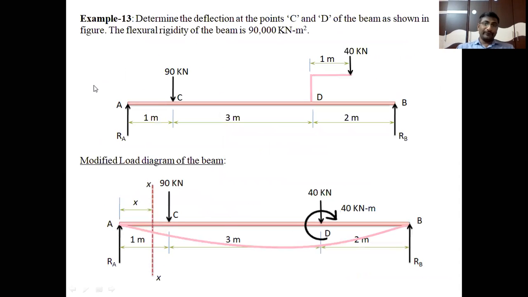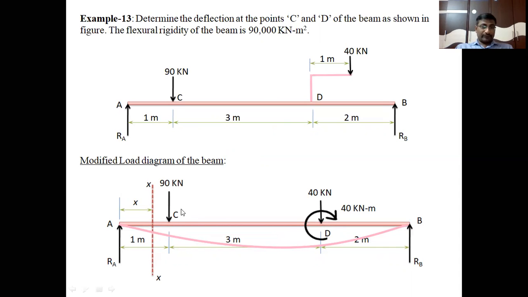Here in the problem, it asks to determine the deflection at the points C and D. You should find the deflection at points C and D. This is the vertical displacement at C. This is the vertical displacement at D. How much the beam deflected at points C and D. So if you want to find the deflection at point C, you should substitute in place of x the distance, which is 1 meter. If you substitute x as 1 meter, we will get the deflection at point C in the deflection equation. If you substitute x value as 4 meters at point D, then we will get the deflection at point D.